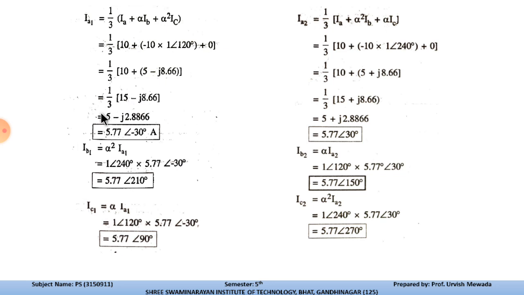So this is the a minus jb form of this IA1. So 5 minus j 2.8866, and the r angle theta form of IA1 is 5.77 at angle minus 30 ampere.